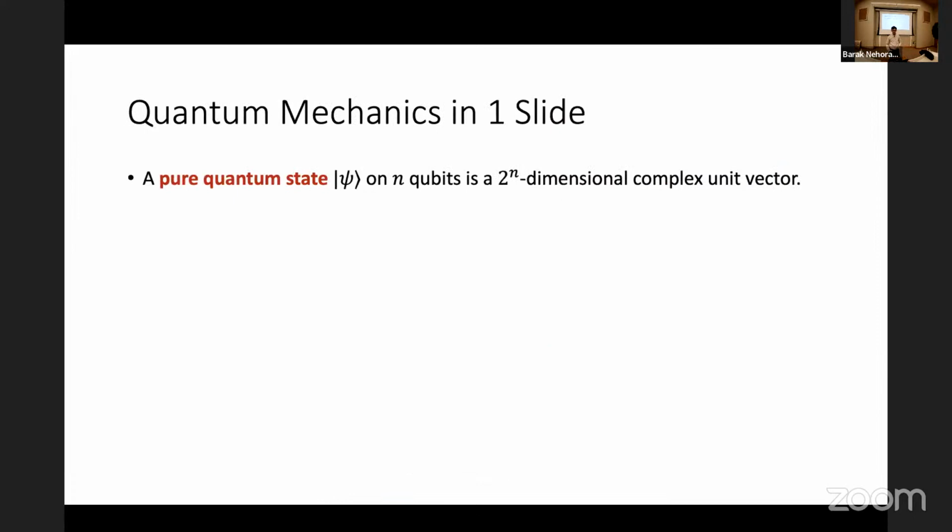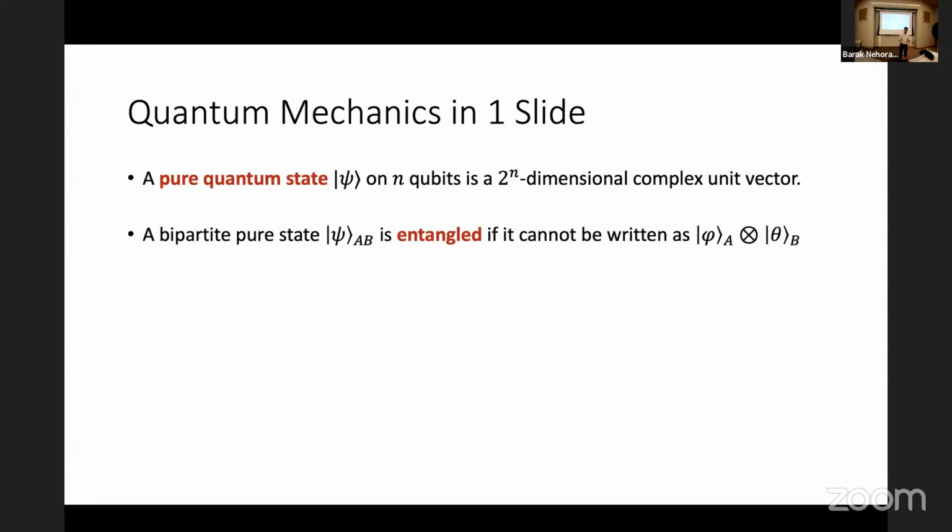Okay, so I have to explain what the Uhlmann transformation problem is, and let me just explain quantum mechanics in one slide, or at least the relevant bits. So a pure quantum state on n qubits. You think of, you have n quantum bits, particles. The state of this is described as a 2 to the n dimensional complex unit vector. And we use this notation to denote a pure quantum state.